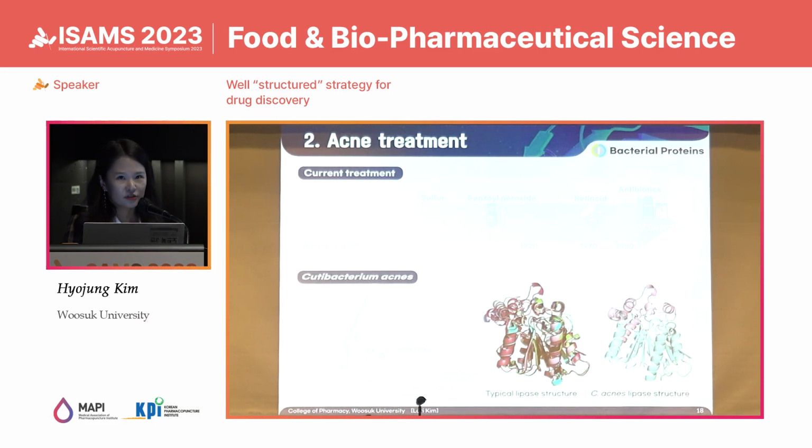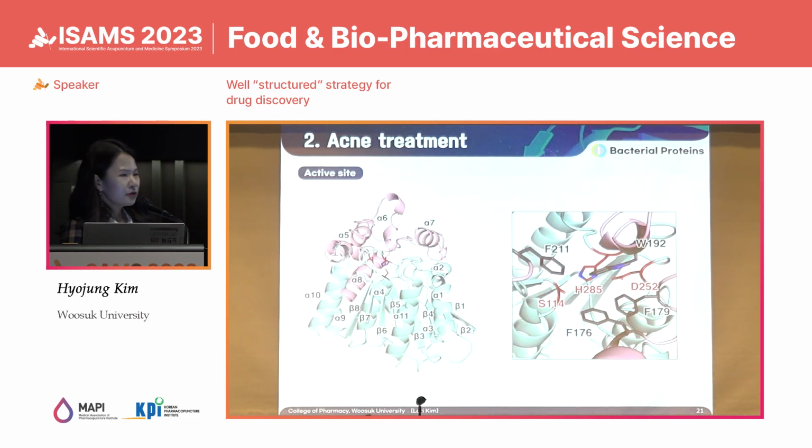And I figured out the structure of C. acnes lipase, and it has a lot in common with the typical lipase structure. They have the main domain that will perform the main function, and they also have the lid domain that will work as a protector for the main domain. The main domain has the active site, which will function as the blade of a knife, and that is covered with the pink region, which will function as a protector for the blade.